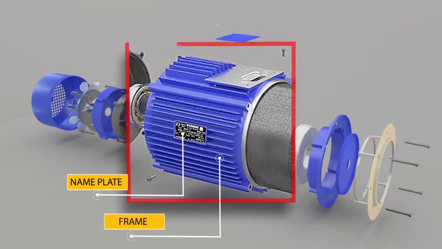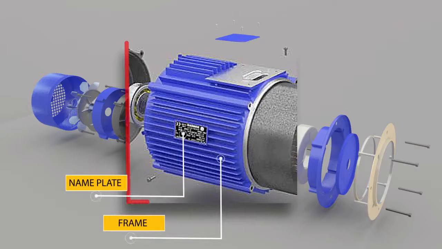The frame is the main motor housing. It can be constructed of aluminium, steel or cast iron, and all motors have a permanent nameplate which lists all important data. Further data is usually available in the motor catalogue.